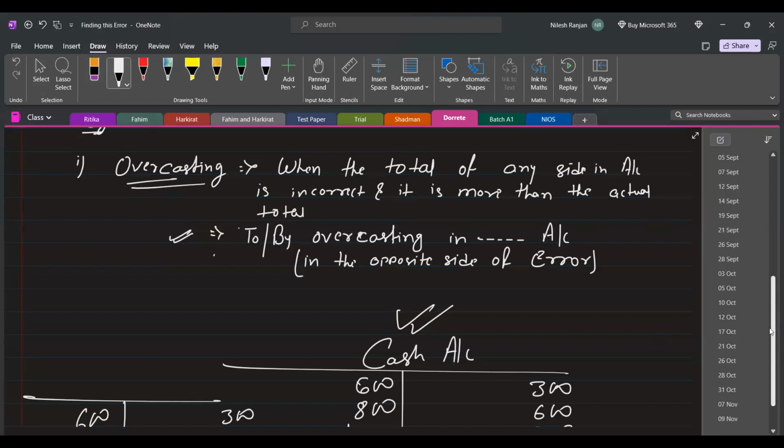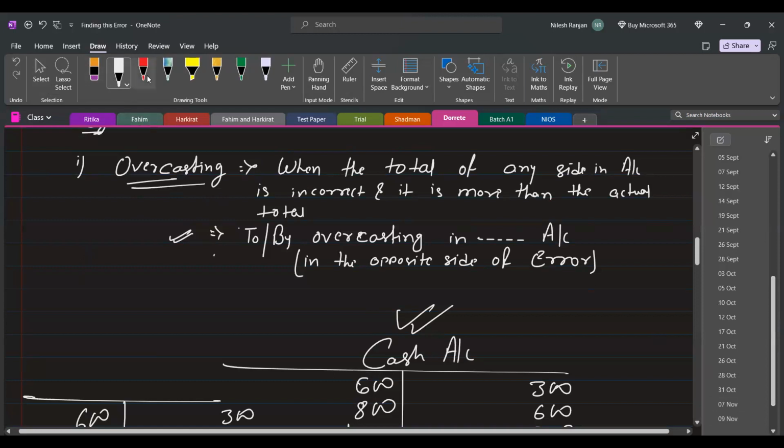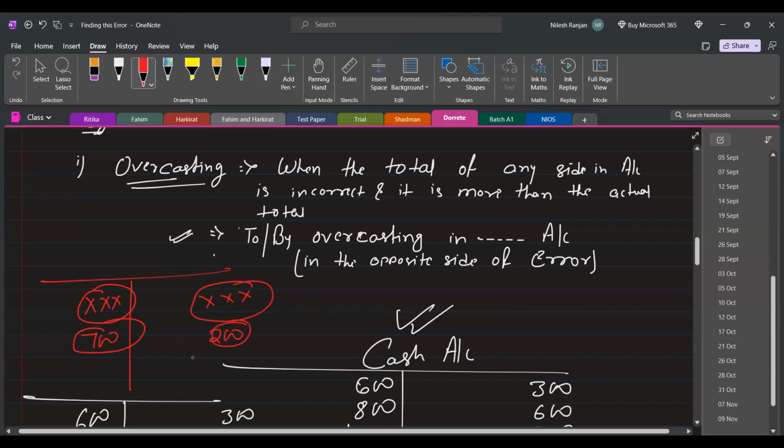So I told you, if you have written more amount on the debit side, then to maintain it, you have to write something on the credit side with the excess amount. Like if the original amount is 500 and you have written it as 700, more by 200, then to make it 500, you have to write 200 on the credit side. Then the balance will become 500.